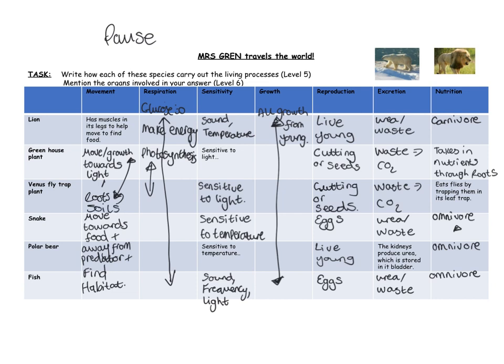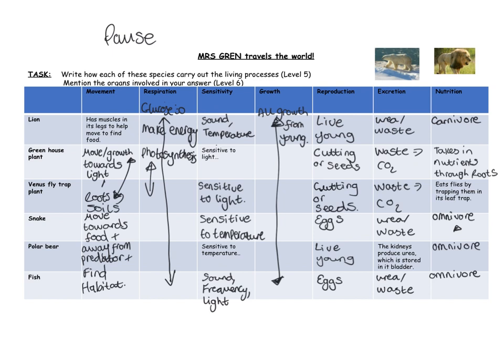I then did snake, polar bear and fish, because they're all similar in the way that they'll move towards food. They'll move away from predators. They'll move to find habitats. We already went through respiration. Quite a lot of these are quite similar. Lion will have sensitivity to sound. It'll notice sounds, and if the temperature gets too cold or too hot.